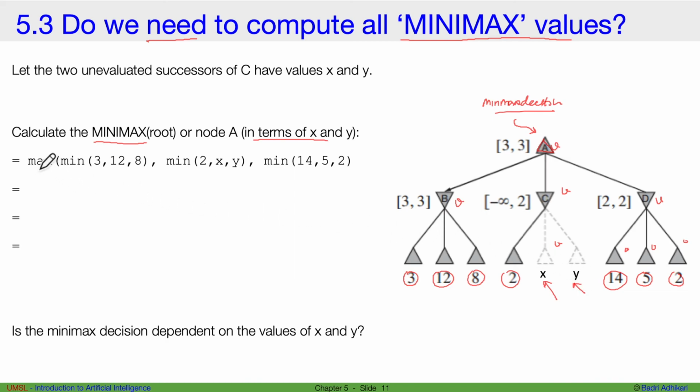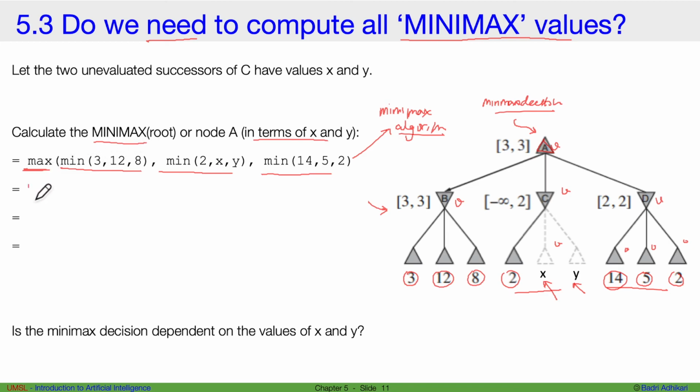So the maximum at node A will be the maximum of the minimum of 3, 12, and 8, because here min gets to play, and the minimum of 2x and y, and the minimum of 14, 5, and 2. So this is the minimax. This is from the minimax algorithm that we saw before. Because in the bottom line, this is what the algorithm does: it tries to calculate the maximum of minimum, and then after that maximum again and minimum recursively.